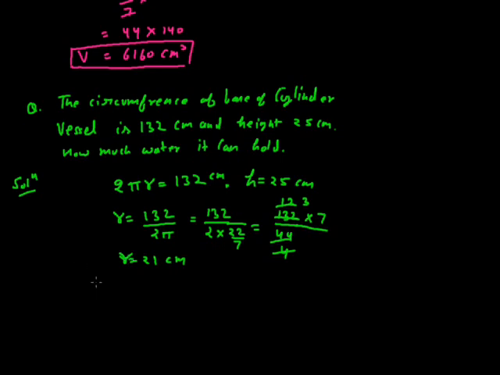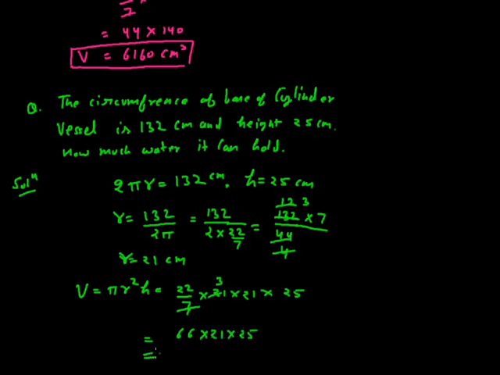Now we talk about the volume. The volume is given as pi r square h. The value of pi is 22/7 and the radius is 21, so 21 into 21. The value of h is 25. Now 7 and 21 get cancelled 3 times. So 22 into 3, that is 66, into 21 into 25. Now on multiplying these three, we get 34,650, and the unit is centimeter cubic.